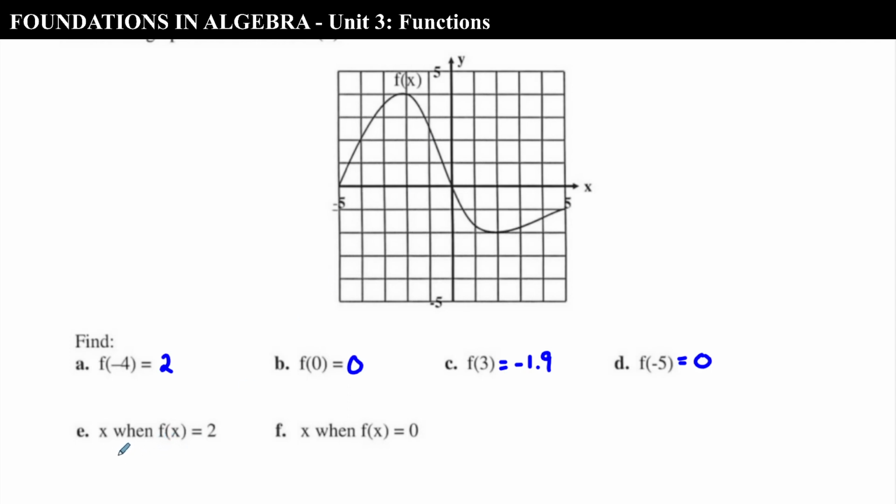So we could say it's going to be either negative 4, that's the x value, negative 4 or negative 0.9. Now, what about when f of x is 0? Well, that could be either 0 or negative 5, as we found up here. So we're going to say either negative 5 or 0.